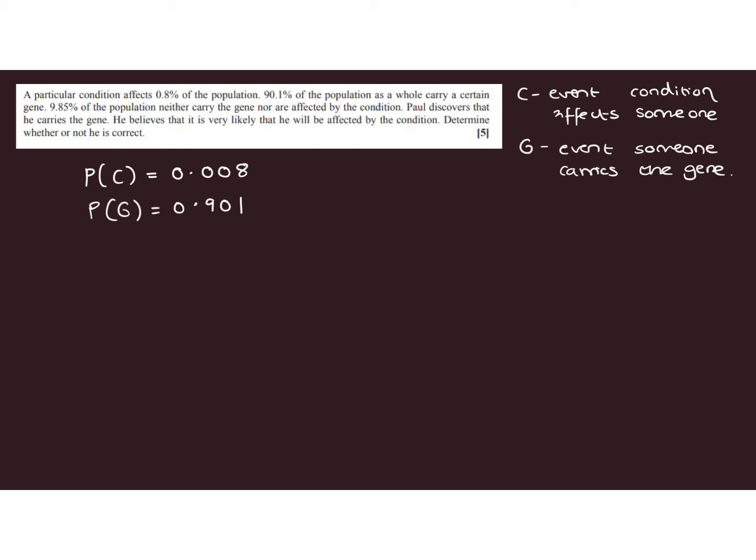Now, 9.85% of the population neither carry the gene nor are affected by the condition. So we can say that's the probability that someone is not affected by the condition and they do not have the gene, and that is 0.0985.